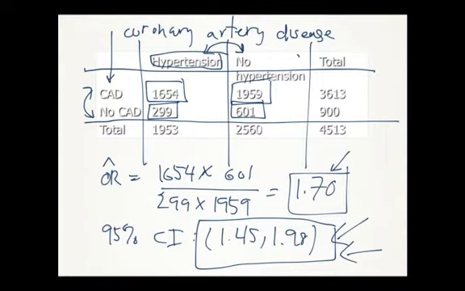Okay? So, that's what we've done so far. What we're going to do today is ask an additional question, which is, are there any other factors that may be related to heart disease? In other words, are there any potential confounders? So one potential confounder of this association between hypertension and coronary artery disease is age. We know that older people are more likely to have hypertension. We also know that older people are more likely to have coronary artery disease.